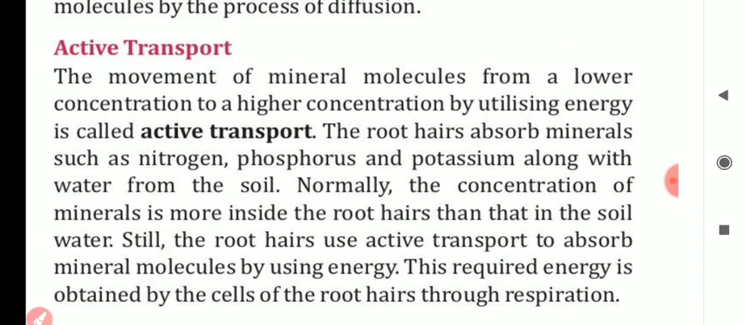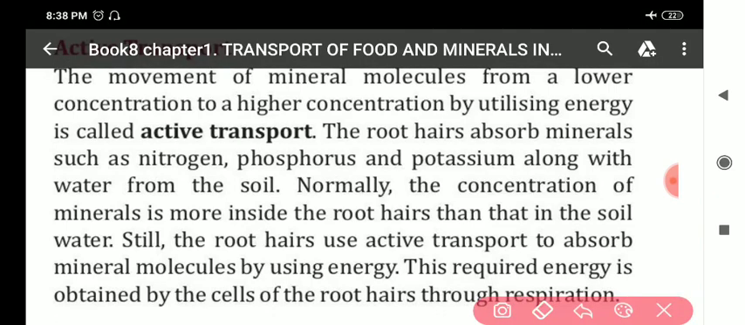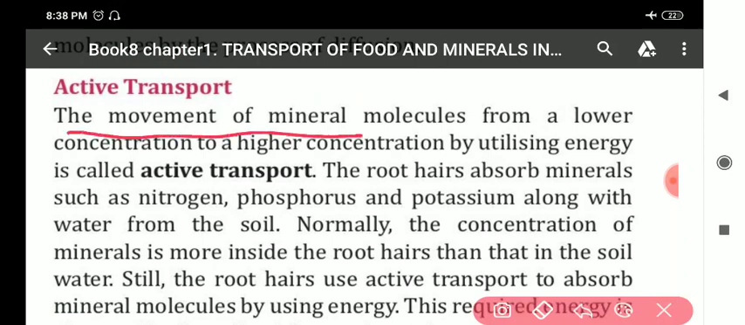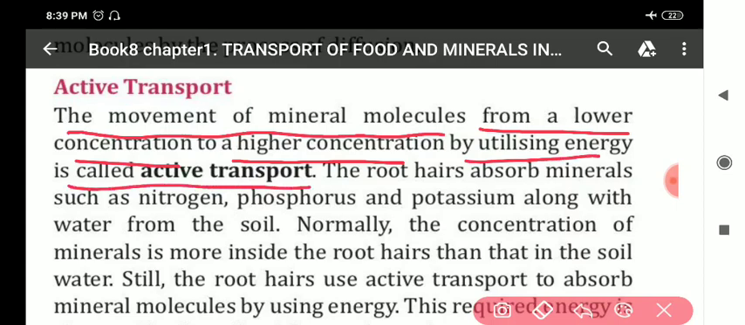Active transport: many of the minerals are absorbed by active transport. Now, let us discuss what this active transport is, in detail. First, let us see the definition. The movement of mineral molecules from a lower concentration to a higher concentration by utilizing energy from the cell is called active transport. So, this is the definition of active transport, my dear students.